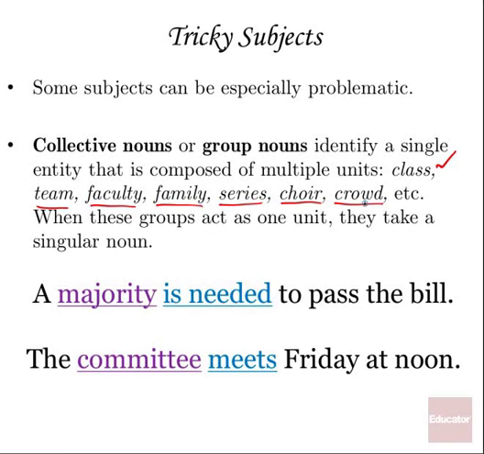When these groups act as one unit, they take a singular verb. So we say, a majority is needed to pass the bill. Majority is made up of, in this case, a number of lawmakers, individuals, but they're acting as a group, a majority. So a majority is needed. The committee, a group of people acting as one, probably, meets Friday at noon.